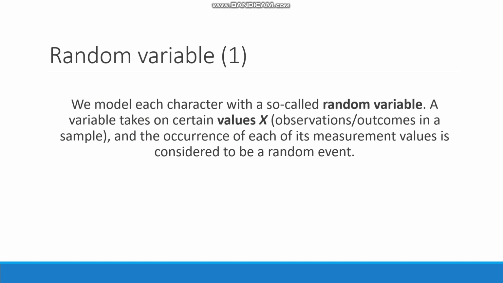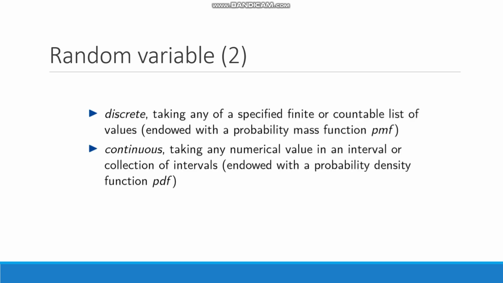In order to use the notion of probability in relation to a character, we interpret a character in such a way that the occurrence of each of its measurement values is considered to be a random event. That is, we model each character with a so-called random variable x. A variable that takes certain values x, observations or outcomes in a sample. In our case, a certain outcome of a random variable does not depend deterministically and exclusively on any mathematical function, but mainly on chance.